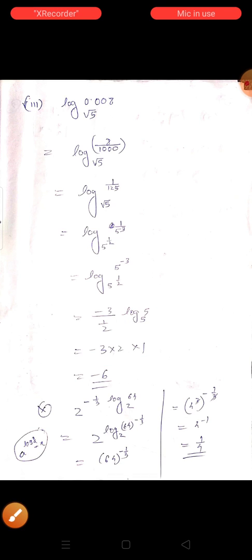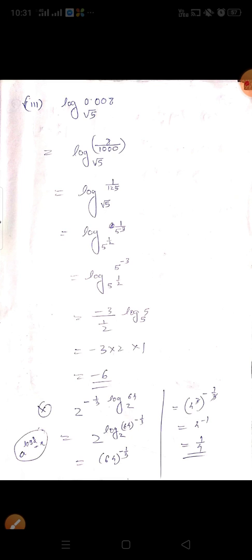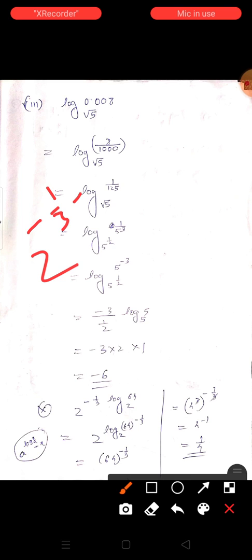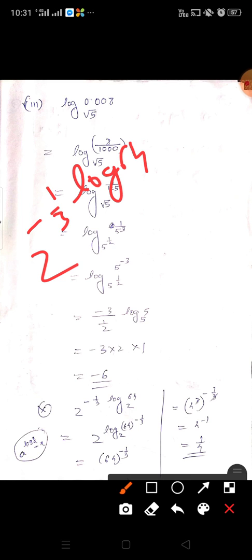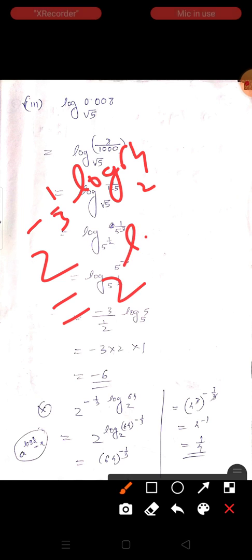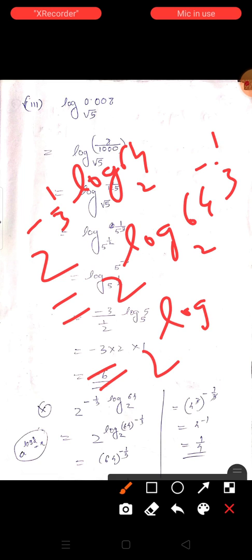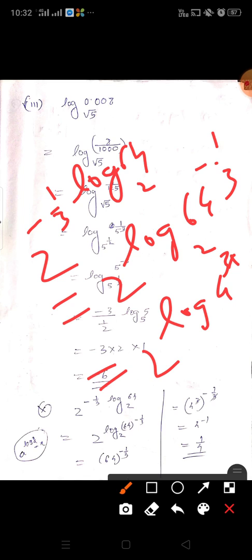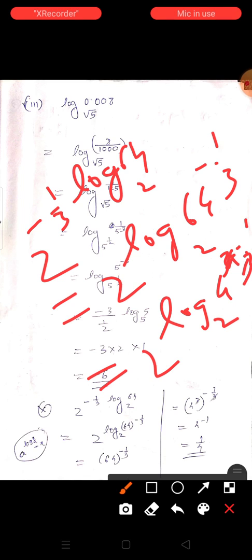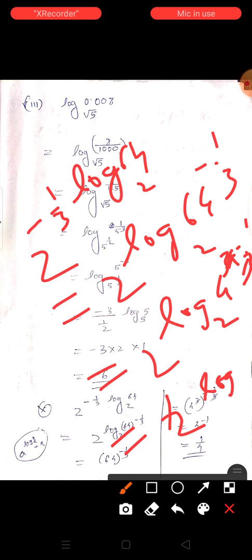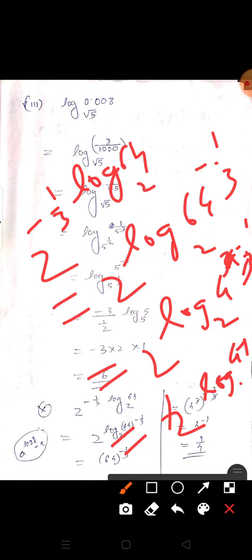Similarly, in question number 10, you see 2 to the power minus 1 by 3 log of 64 to the base 2. This minus 3 will become power of 64, 64 to the power 1 by 3 base 2. Then 64 means 4 cube into minus 1 by 3 to the base 2. 3 cancel. So 2 to the power log of 4 to the power minus 1 to the base 2.